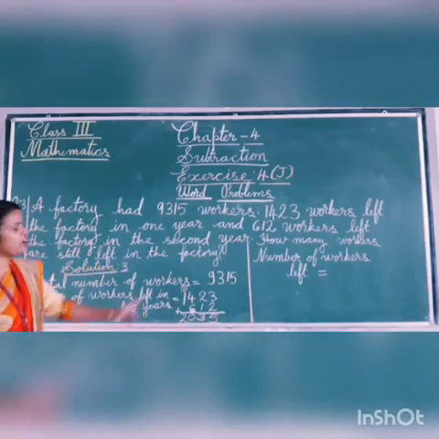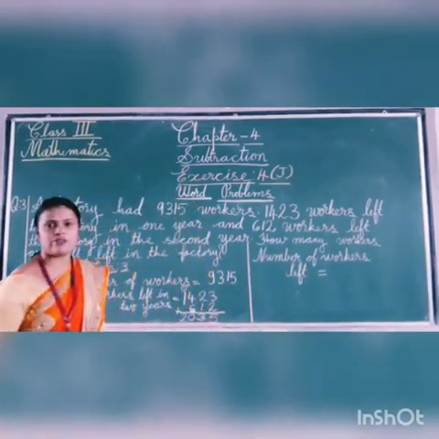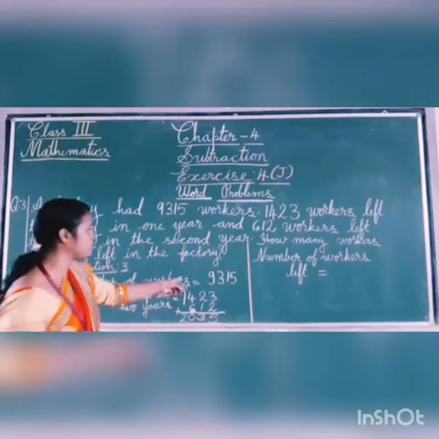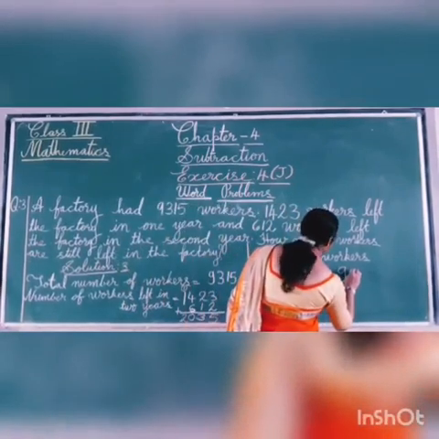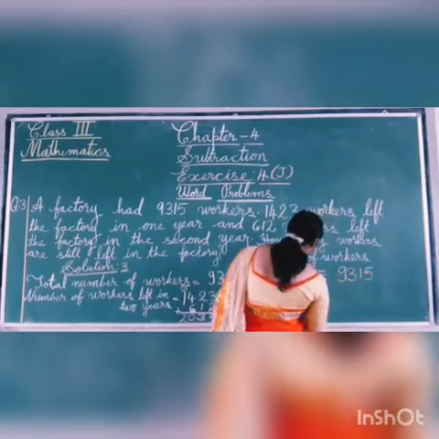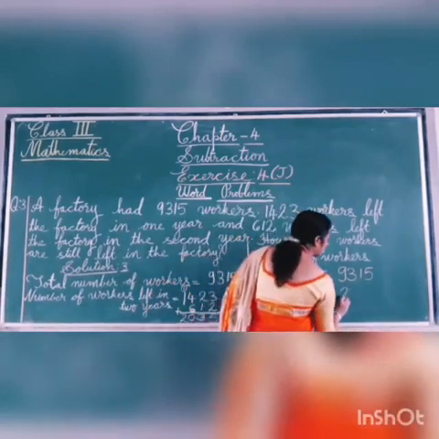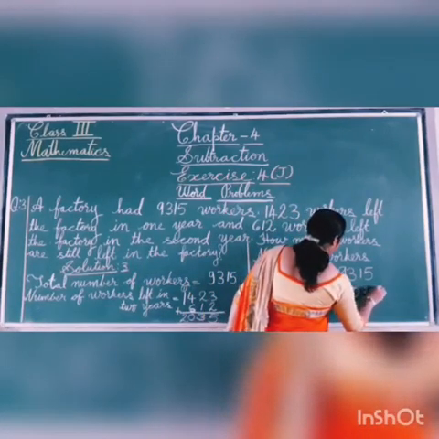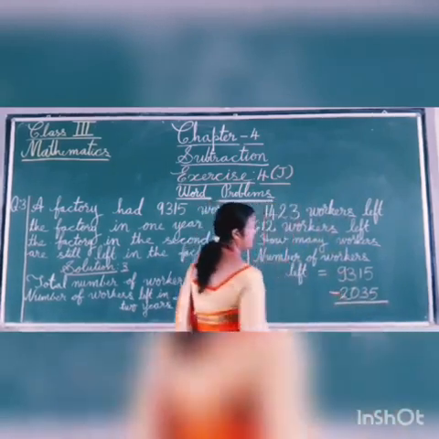Okay, now what we have to find out? Number of workers left. What we have to do for that? To get number of workers left, we will subtract from the total number the number of workers left in 2 years. That is 2,035. Now we have to subtract and find out.